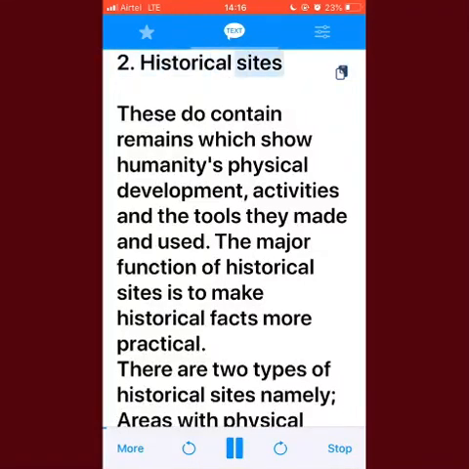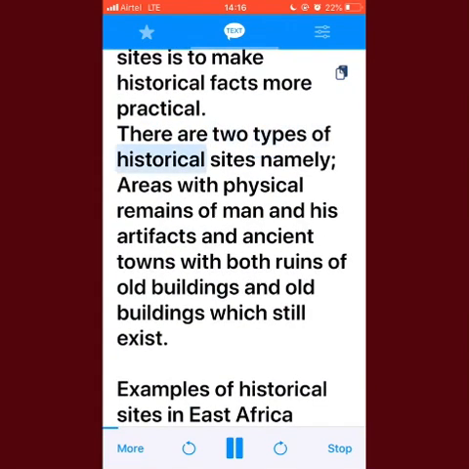Historical sites. These do contain remains which show humanity's physical development, activities and the tools they made and used. The major function of historical sites is to make historical facts more practical. There are two types of historical sites, namely, areas with physical remains of man and his artifacts, and ancient towns with both ruins of old buildings and old buildings which still exist.